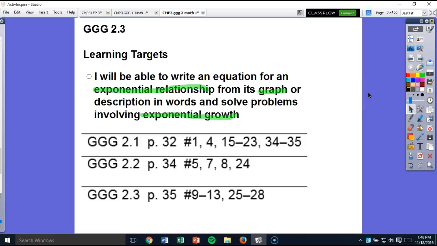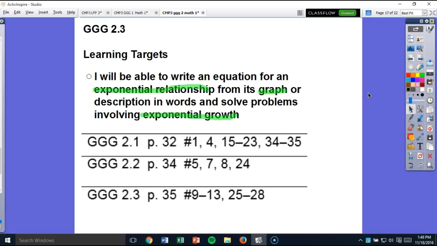We have been using tables to come up with our equations for our exponential relationships. This time we're going to use a graph to do that. Now, we were taking table information and making graphs. Now we're given a graph. Maybe we want to make a table. I don't know. Might be one of the solutions.